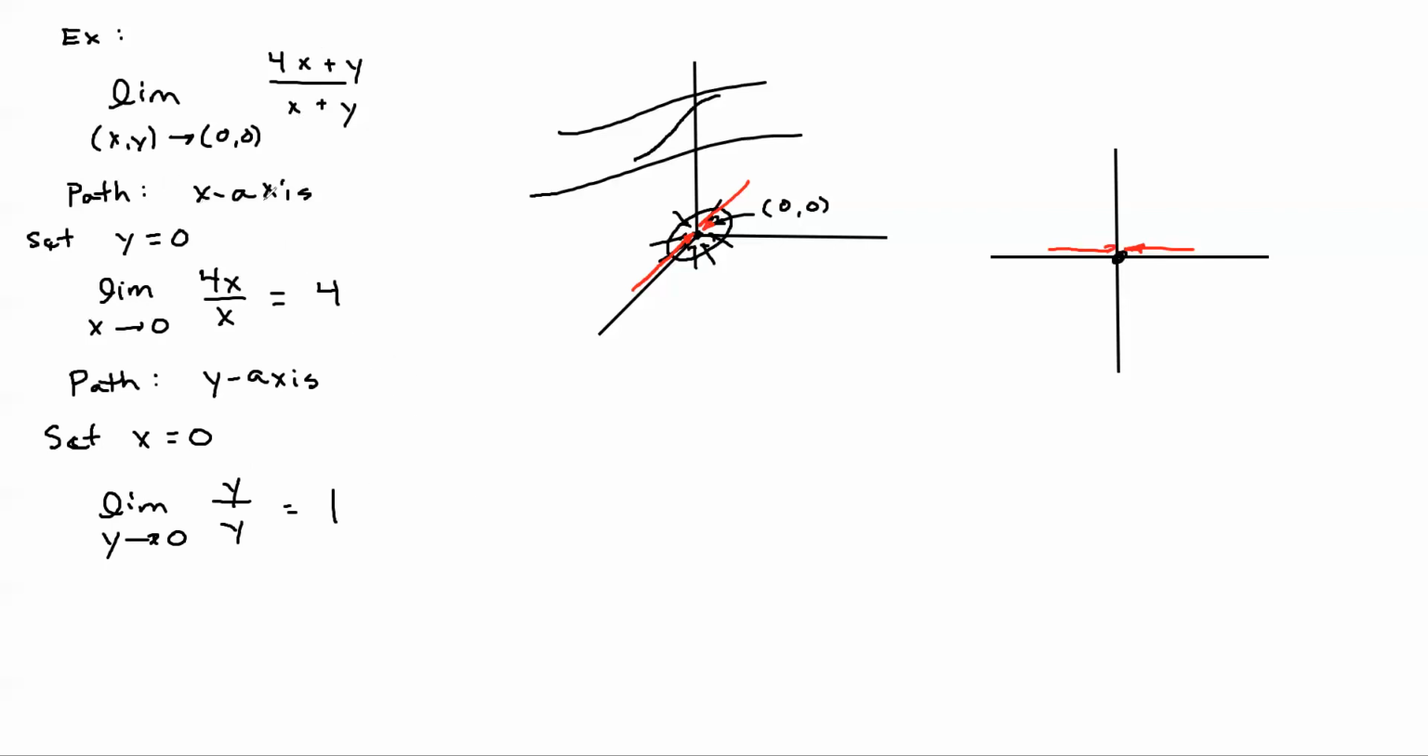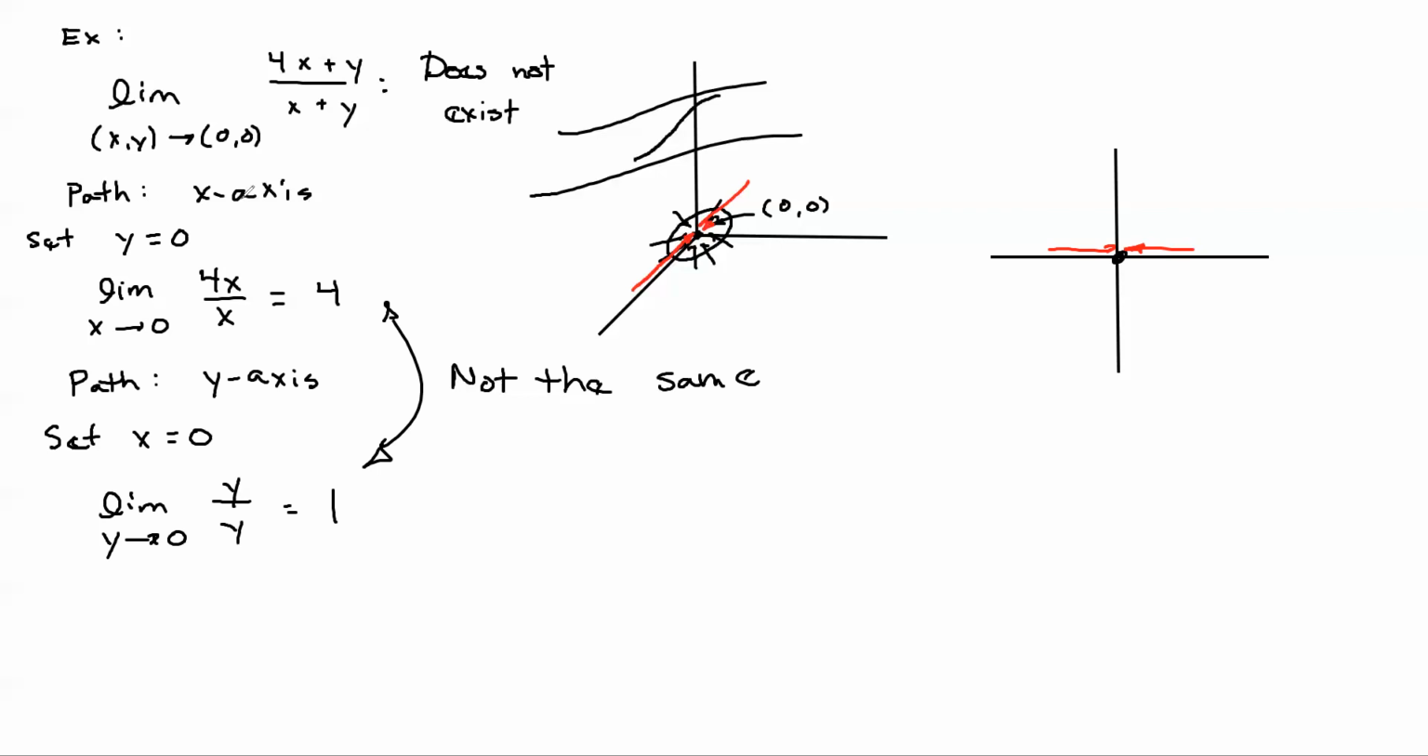So look at that. We chose a path, we approached the point along that path, and we got 4. We chose a different path, and we got 1. See how these are different? Not the same. All right, so for a limit to exist, all of the different directions have to produce the same result. So what we just did is we showed that this limit does not exist. Okay, and so that's the typical way that you do these problems where you're asked to show that the limit does not exist. All right, that's an easy one.